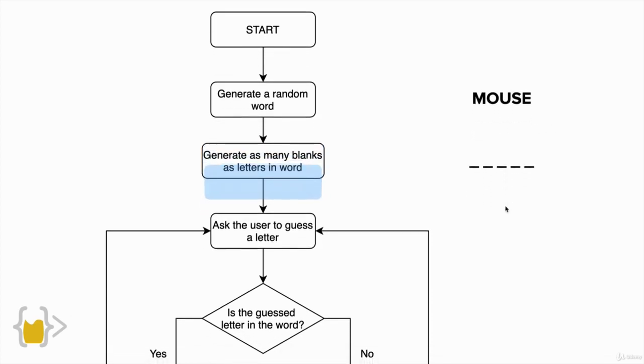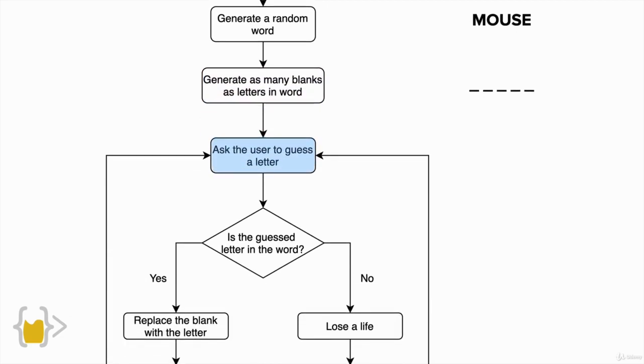And the next step, they get to guess a letter. So let's say the user in this case guessed the letter O. Well, the next thing we have to check is: is the guessed letter actually in the word? Well, in this case, O is indeed in mouse. It's the one at the second position. And so we go down this path and we answer yes to that question.